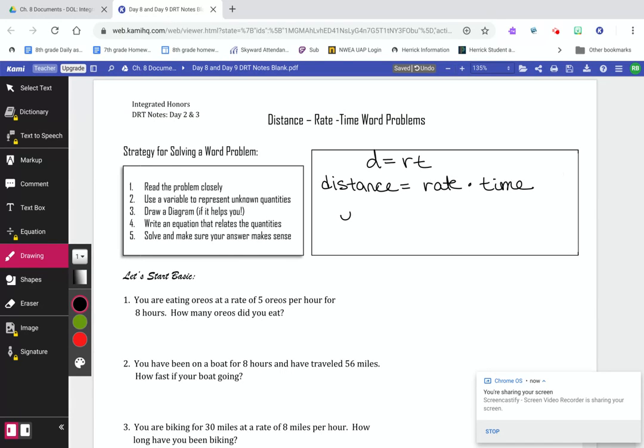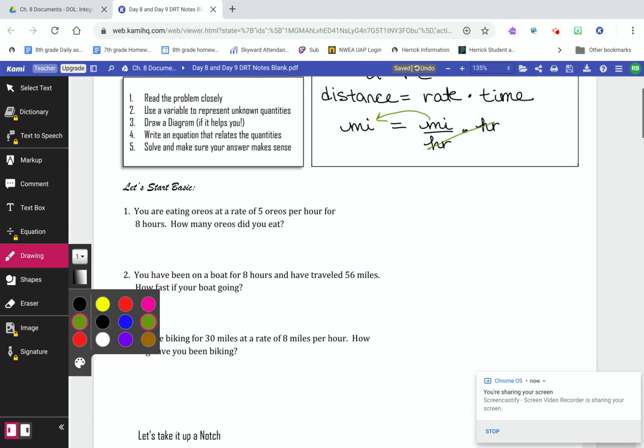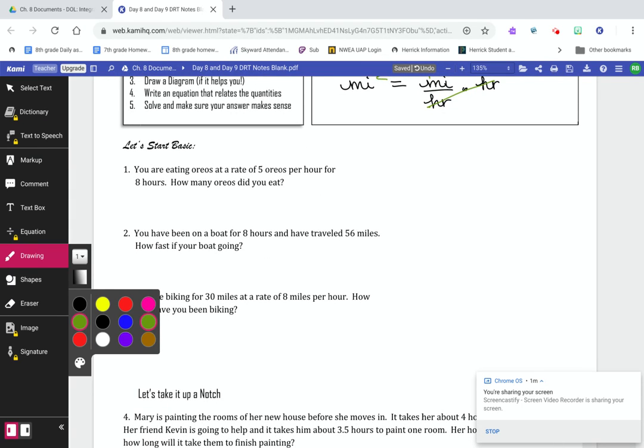So distance, let's say, is in miles, could be different. Your rate would be miles per whatever time, usually miles per hour, times the time, which would be the unit of hours. So if you notice, hours is in the numerator and the denominator. So when that gets multiplied, it's crossed out, and then miles would equal miles. So using your units will help you solve these problems. The first three problems are pretty easy.